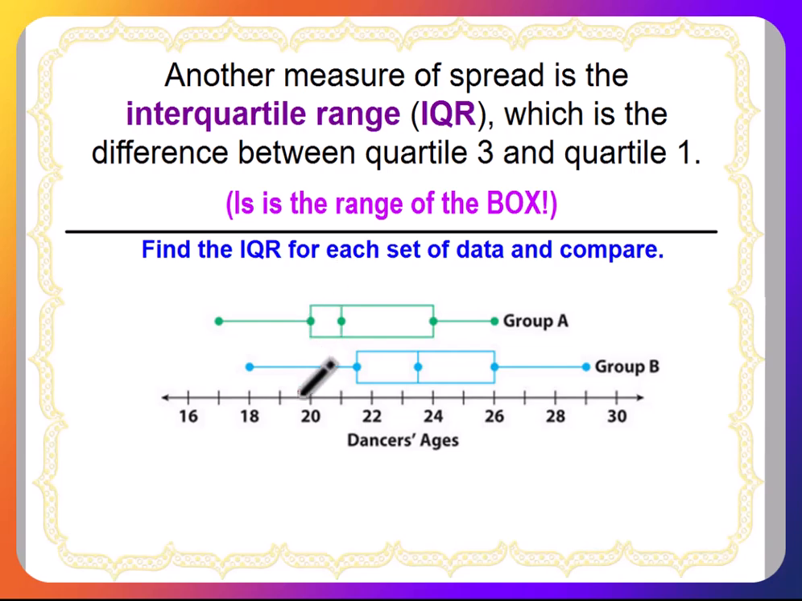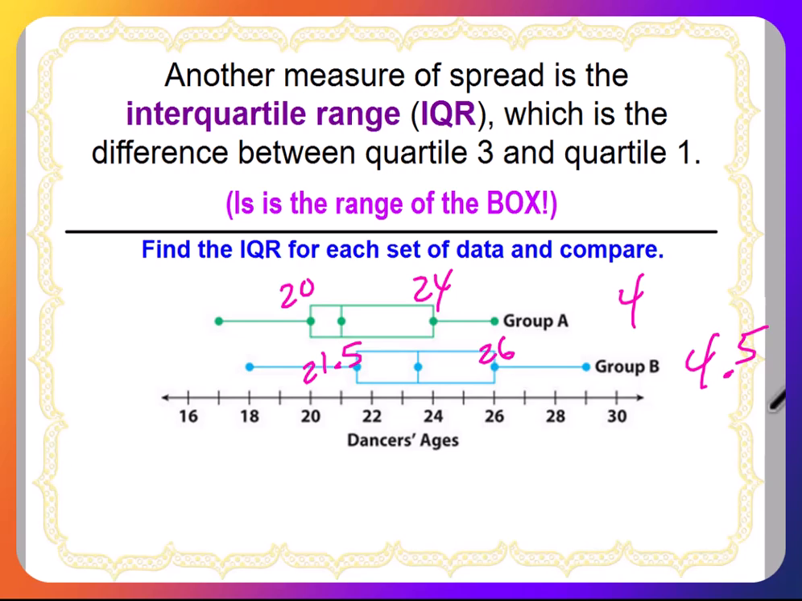Here, quartile 1 is at 20 and quartile 3 is at 24, so you find the difference. 24 minus 20 is 4. The IQR, interquartile range, for group A is 4. For group B, it's halfway between 21 and 22, so we'll say 21.5 and 26. So if you subtract the 2, it would be 4.5.